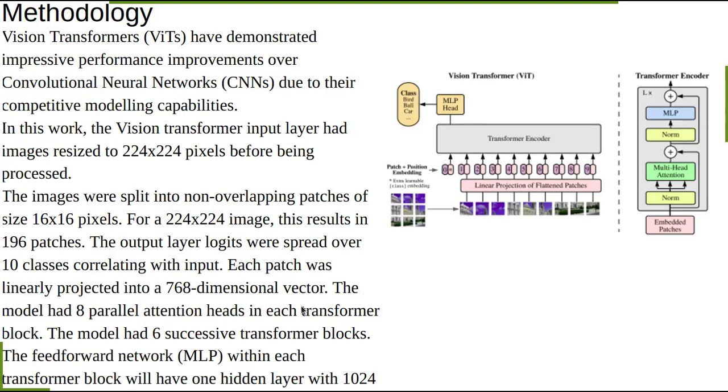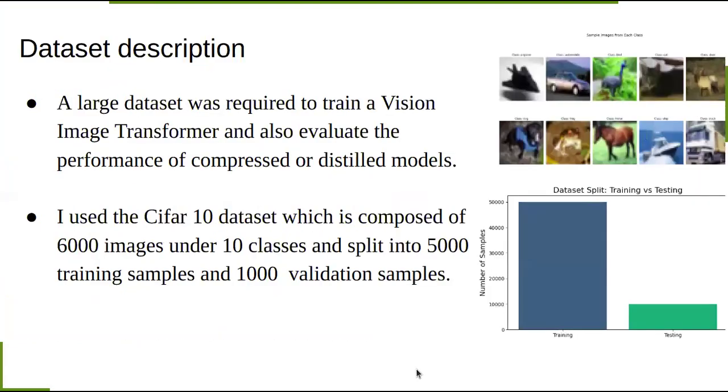And then I fed it into the MLP, which is the feed forward network. So the model had 6 successive transformer blocks. Now, the feed forward network is one of those blocks, and it has a hidden layer with 124 units.